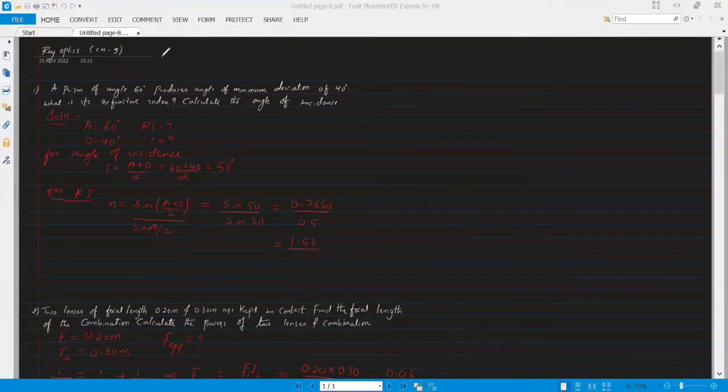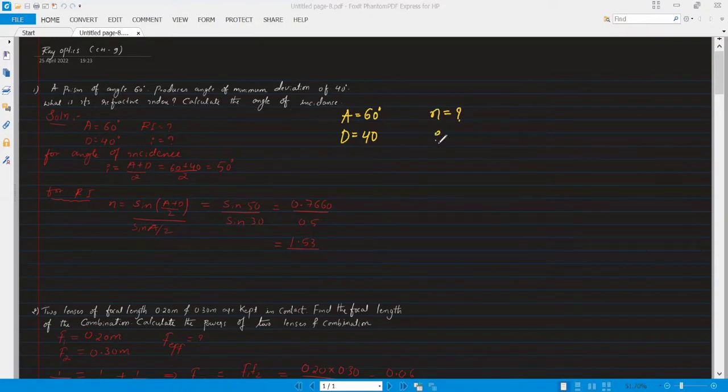Let us go for the problems on the ray optics. First problem: a prism of angle 60 degree, that means A is given, this is 60 degree, produces angle of minimum deviation of 40 degree, that is D is equal to 40 degree. What is its refractive index? They are asking us to calculate the refractive index of the prism.